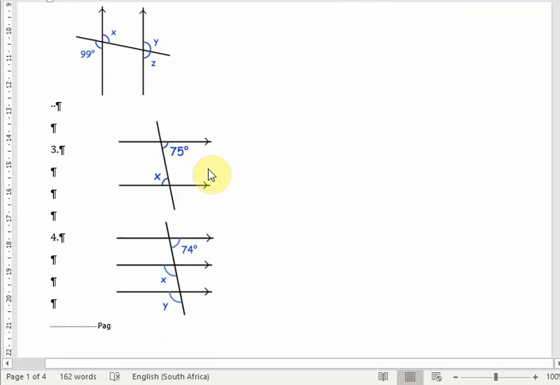Question 3. Those two angles, you can see there it forms a Z or an N, which those angles are in the corners of the N and the Z.